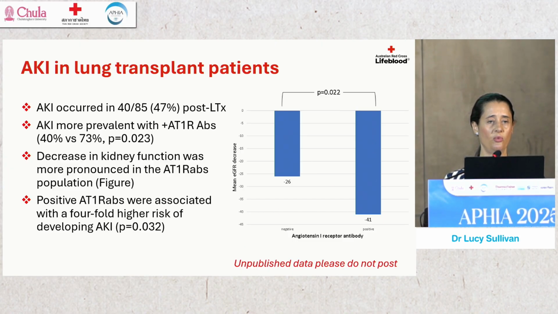So this is really a novel way of looking at the data and perhaps indicates that there are multiple pathways that are associated with AT1R antibodies in transplantation. It doesn't necessarily just act on the allograft itself.